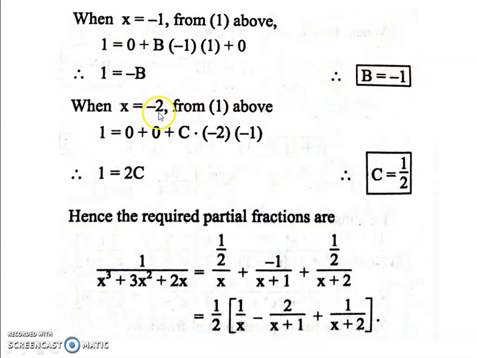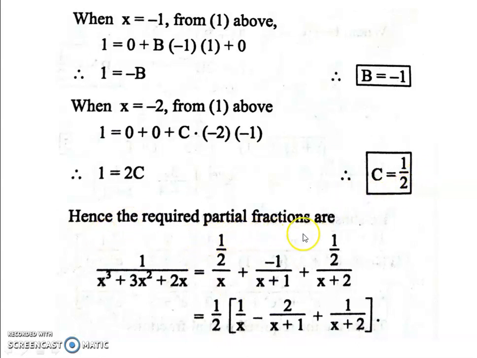Now we have to put x equal to minus 2 in equation 1. So obviously A and B are 0. C is minus 2 into (minus 2 plus 1), which is minus 2 into minus 1, so 2C. 1 remains there. 2 goes this side. We derive the value of C is 1 upon 2.